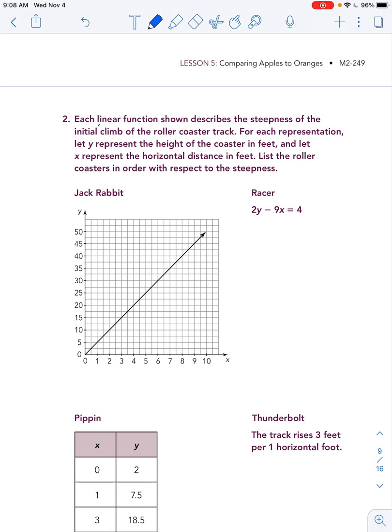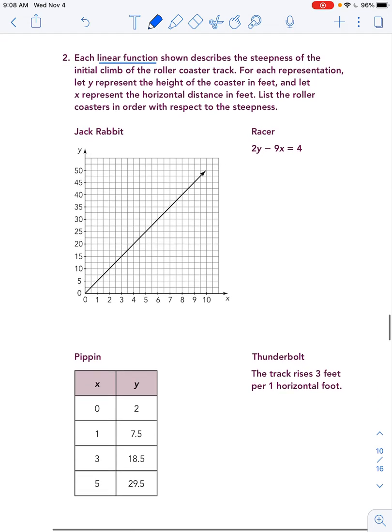Again, it says each linear function. So we already know that it's a line. Shown describes the steepness of the initial climb of a roller coaster track. For each representation, let y be the height in feet, and let x represent the horizontal distance in feet. Okay, so again, we're doing according to steepness.